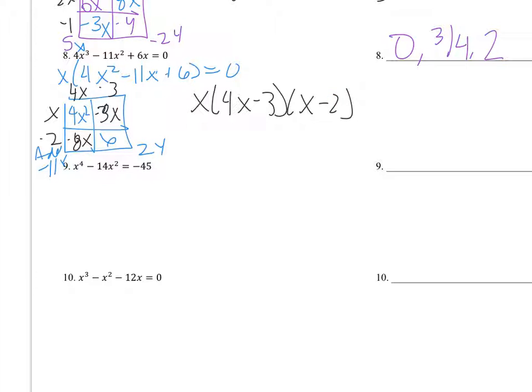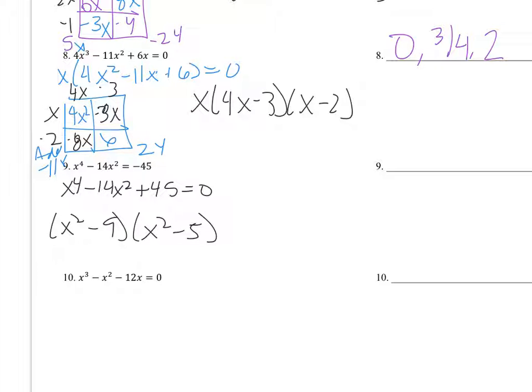Next one. Aren't we having fun yet? Oh, yeah. x to the 4th minus 14x squared plus 45. You have to add the 45 over. So again, this goes down by a pattern of 2. So two numbers that multiply to get 45, add together to get negative 14 would give me a negative 9 and a negative 5.